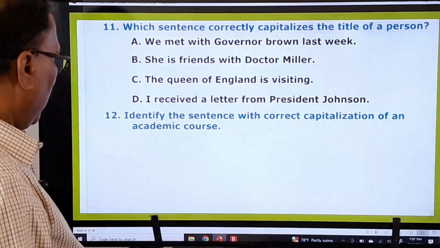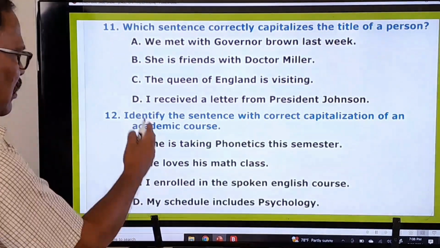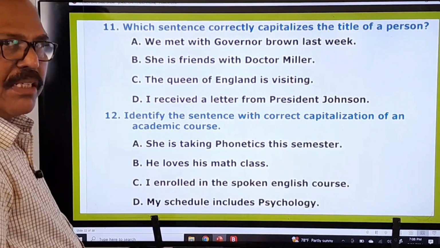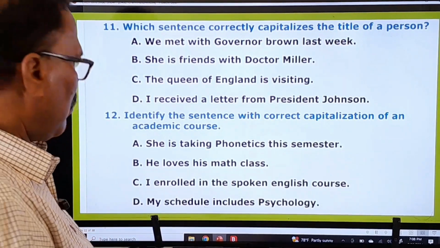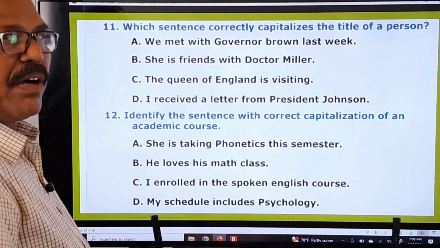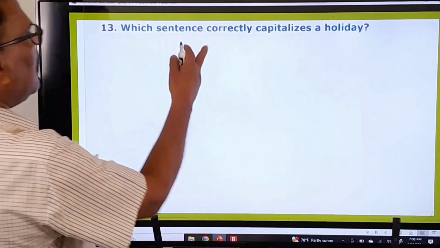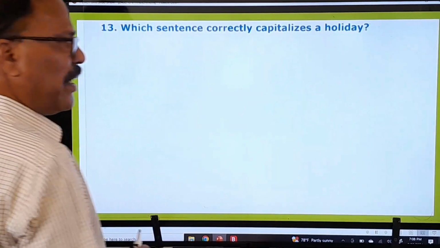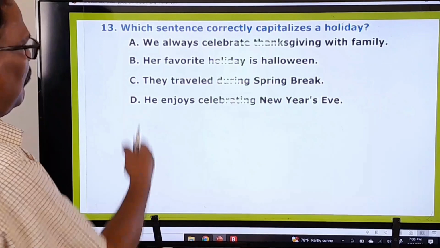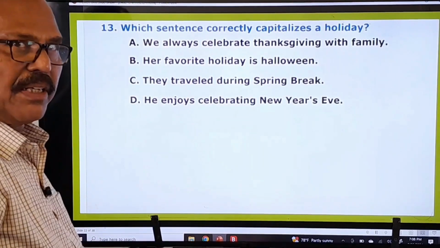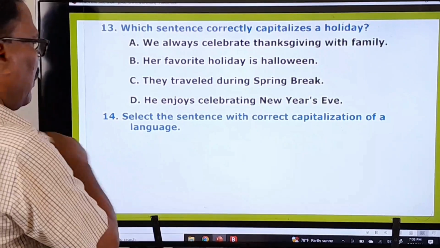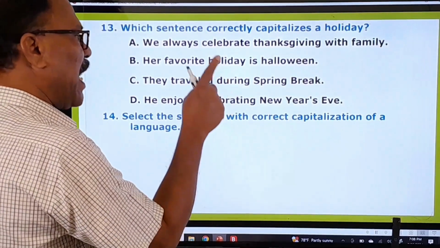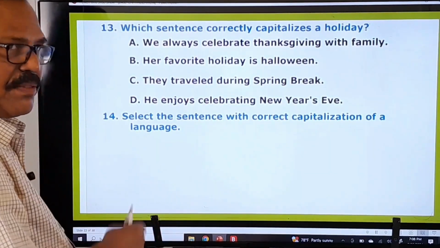Okay, and here you find that these are the four options. Yes, you have to read all of them carefully and choose the correct answer. Right, now let's move on to other questions. Which sentence correctly capitalizes a holiday? Four options are given here. You choose the correct one. And the 14th one, select the sentence with the correct capitalization of a language.